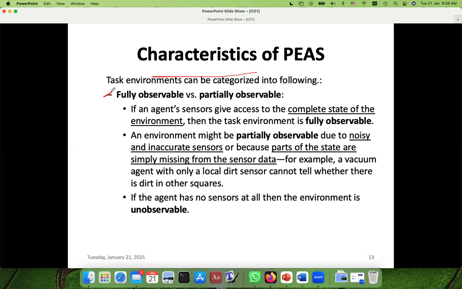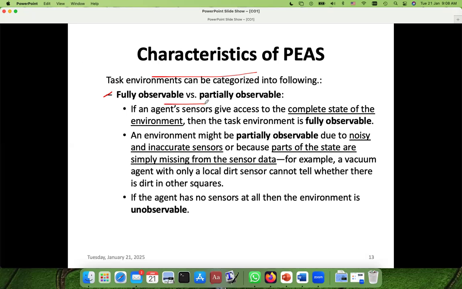And if your agent does not have sensors, then it means our agent does not have the ability to observe. So then fully observable or partially observable doesn't matter because your agent is blind. Your agent has no sensors. It cannot observe. So then these two categories do not mean anything for the agent. So this is what is written here.